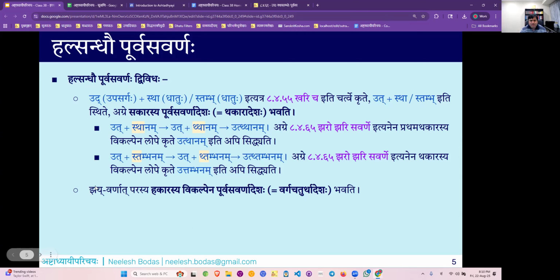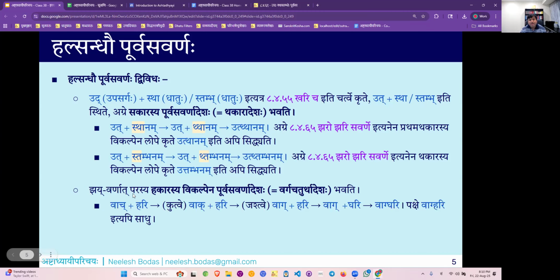The second case, again very well known, hakarasya varga chaturthaha. So tadhitam, tad plus hitam, that's the second Purvasavarna. So jhaya varnat parasya, jhay is 1, 2, 3, 4, varga prathama to varga chaturtha. Jhay varnat parasya hakarasya vikalpena Purvasavarnadesha, which is varga chaturthadesha bhavati. So vach plus hari. Ityatra, remember the sequence, ado kutve krute vak, tadanantaram jashtve krute vag, tadanantaram purvasavarnadeshe krute hakarasya purvasavarnah ityukte gakarasya savarnah ityukte vargachaturthah ghakarah.